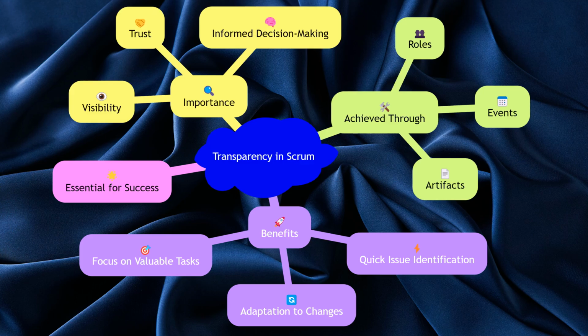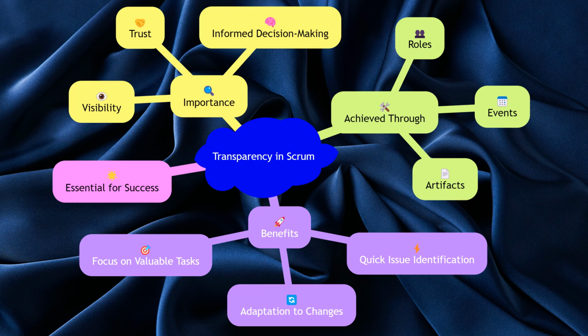Transparency is a cornerstone of the Scrum framework. It ensures that all aspects of the process are visible to those responsible for the outcome. Transparency allows for informed decision-making and fosters trust among team members and stakeholders. Scrum achieves transparency through its roles, events, and artifacts, which provide clear and accessible information about the project's progress and challenges.